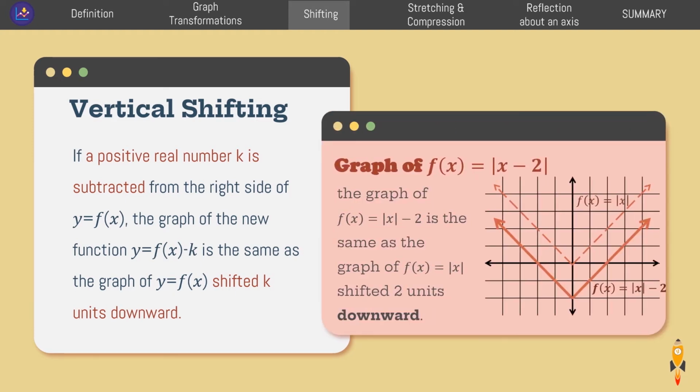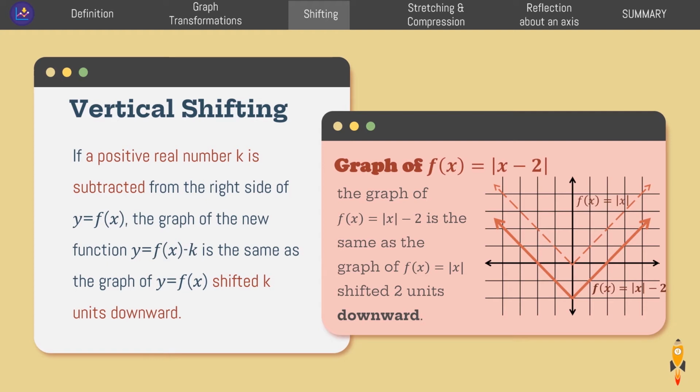Example: sketch the graph of f(x) = |x| - 2. Solution: in f(x) = |x| - 2, positive real number 2 is subtracted from the function f(x) = |x|. Therefore, by vertical shifting, the graph of f(x) = |x| - 2 is the same as the graph of f(x) = |x| shifted 2 units downward.